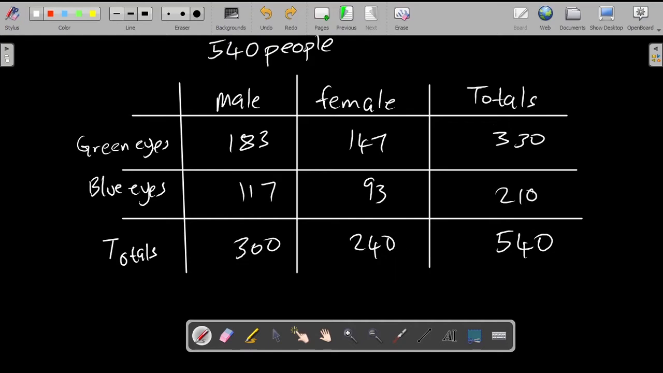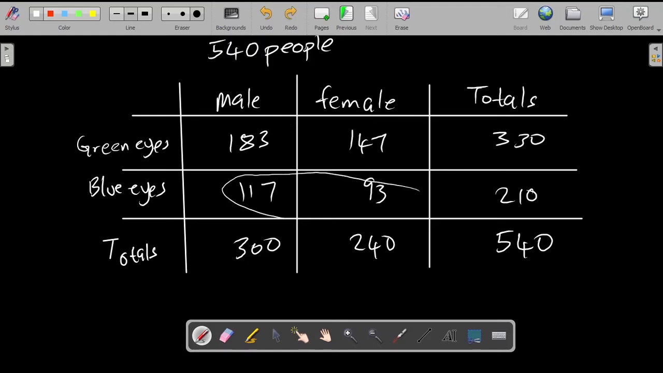So that is something to look out for. If you're ever asked to find any of these values, given the totals or given any other information, then that is what you basically use. If you sum the values in a certain direction, then you expect them to give you the total, which is at the end. So the total of this should be that.